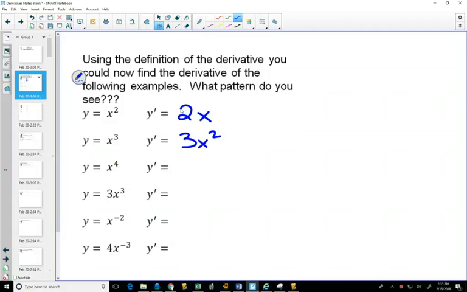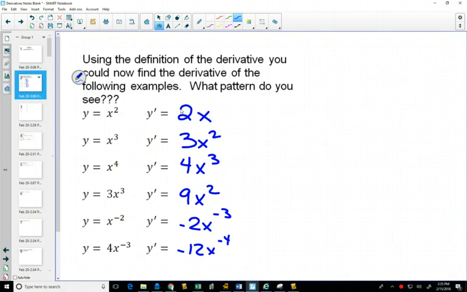But if you thought about the definition of the derivative, and you had to do x to the 4, or this 4x to the minus 3, all of a sudden it would be like, oh, that's going to be tedious. And we're going to get to a place where we can just look at these ones and say, these are the following answers for the derivatives of each of these.